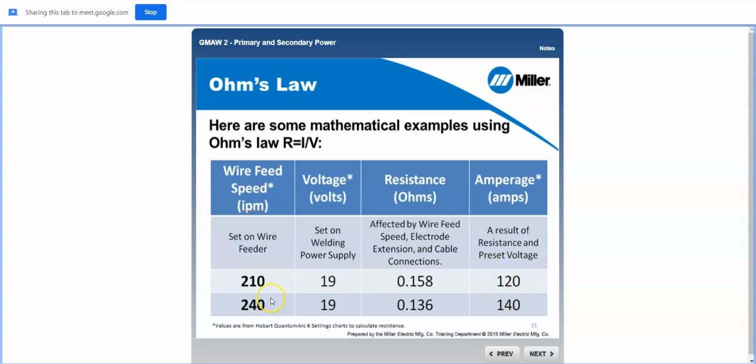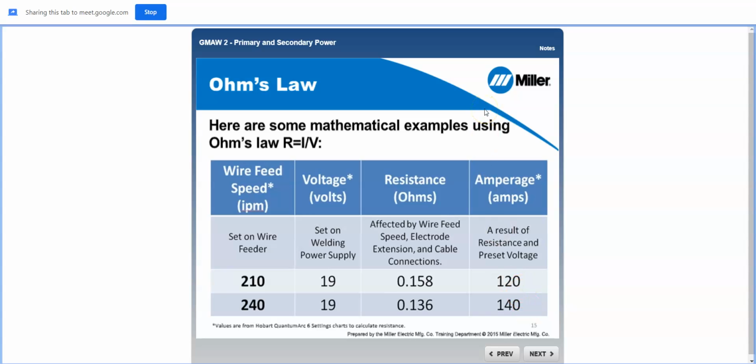If we increase our wire feed speed by 30 inches per minute up to 240, but we're still at 19 volts, you can see that our resistance has dropped to 0.136 ohms and our amperage has increased. So by increasing this wire speed, we've given ourselves a little bit more juice to weld at. Same voltage, different wire speed, different results.